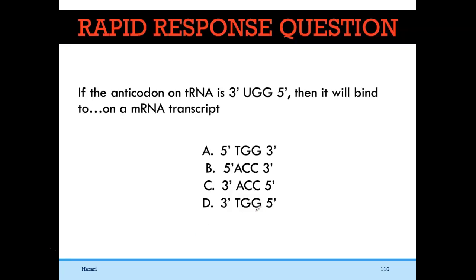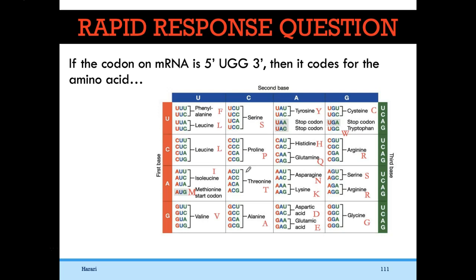So if the anticodon on tRNA is 3' UGG 5', then what will it bind to on an mRNA transcript? So pause here. And the answer is B, right? The codon would be 5' ACC. Suppose the codon on mRNA is UGG. Then what amino acid does it code for?